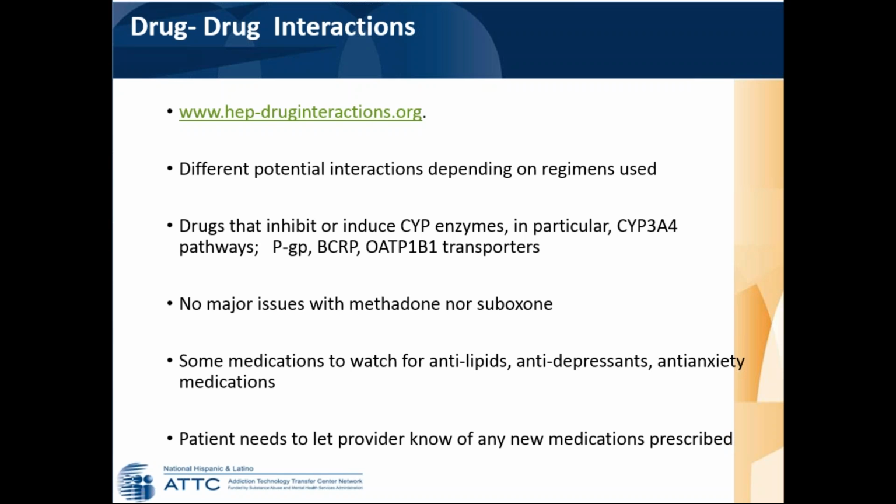Drug interactions: there may be drug interactions, and this is a site that people may use to look them up, www.hep druginteractions.org, and there are some others. These are the enzymatic pathways for those of you who are interested: CYP3A4, PGP, BCRP, OATP1B1. There are no major issues with methadone nor Suboxone.